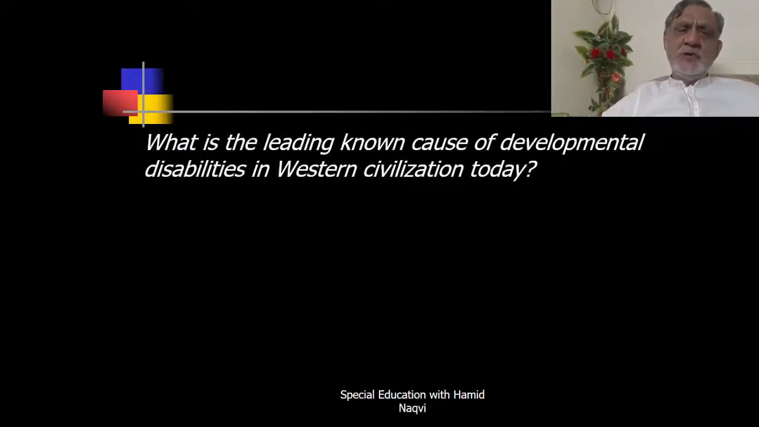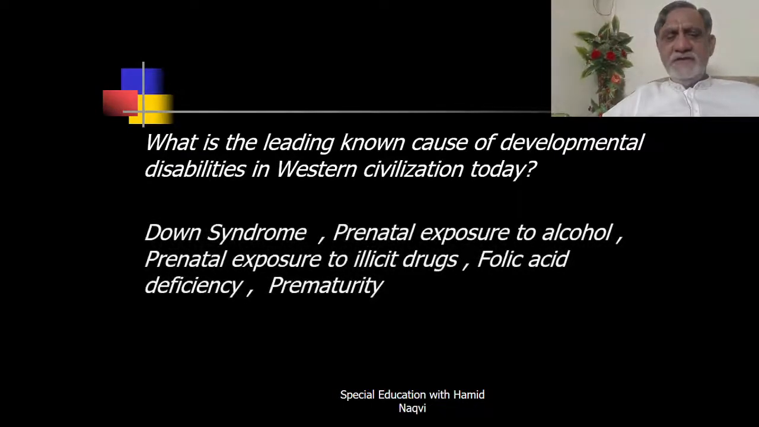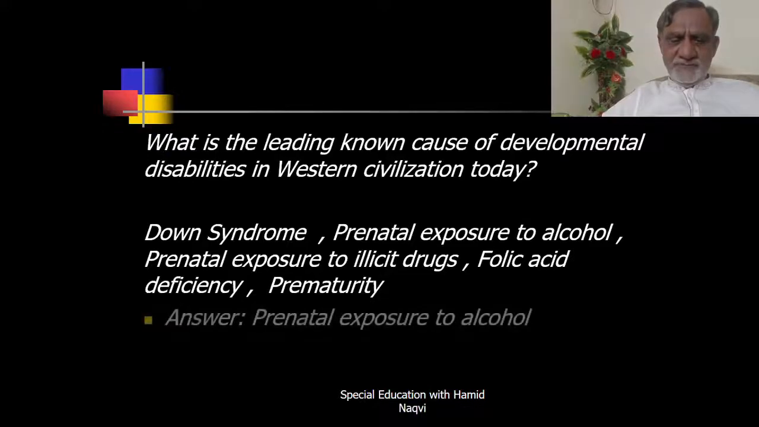Next question is, what is the leading known cause of developmental disabilities in Western civilizations today? The choices are Down syndrome, prenatal exposure to alcohol, prenatal exposure to illicit drugs, folic acid deficiency, or prematurity. Answer is prenatal exposure to alcohol.